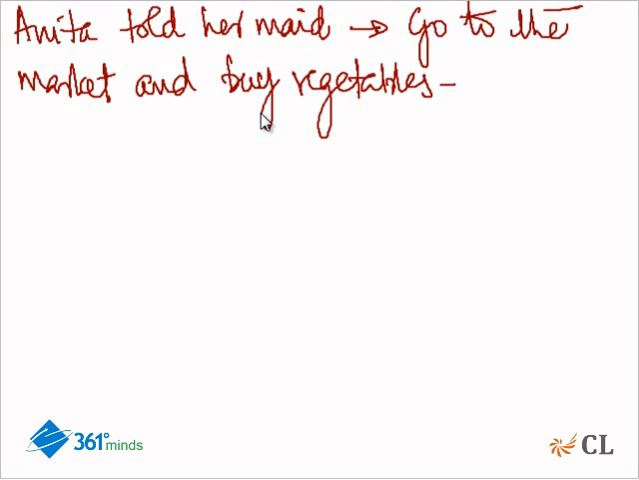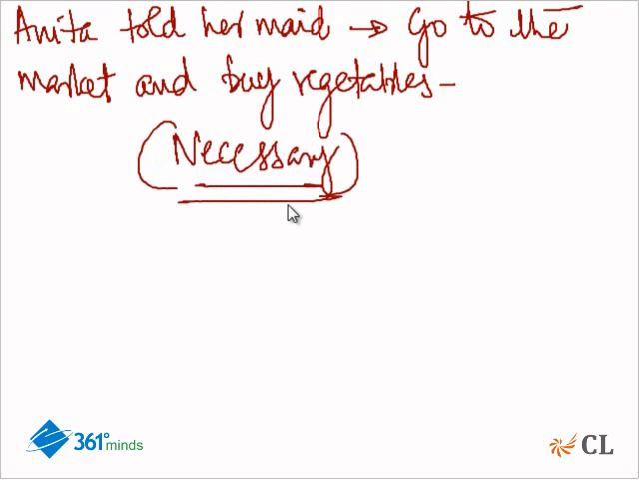Are vegetables found in the market? Vegetables should be found in the market, because that is what Anita is assuming. Okay, is a servant capable of buying vegetables? If the servant is not capable of buying vegetables, why is Anita telling her maid or a servant to go buy vegetables? So these are called assumptions. What are assumptions? Assumptions are things that are necessary for a statement to be true. Let me repeat this again. Assumptions are things that are necessary for a statement to be true.